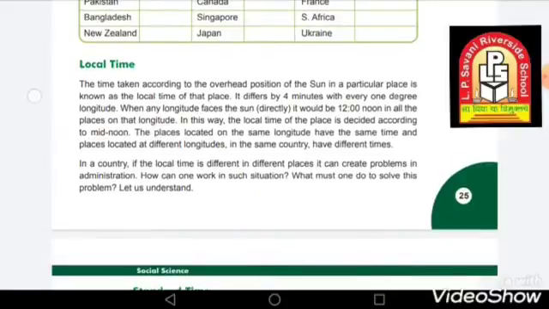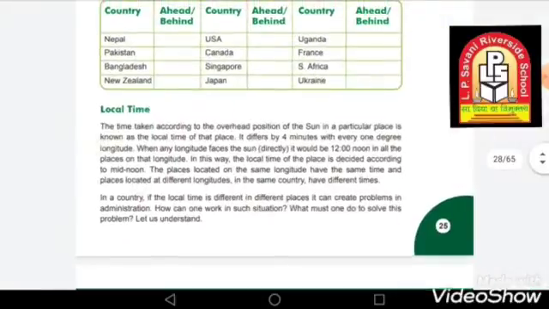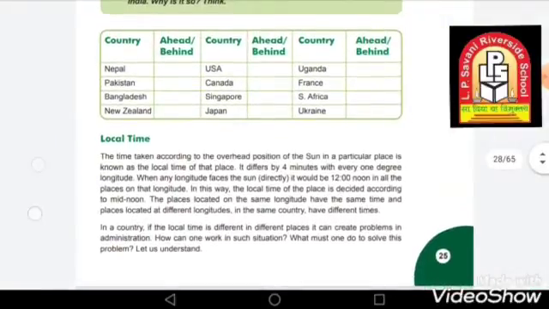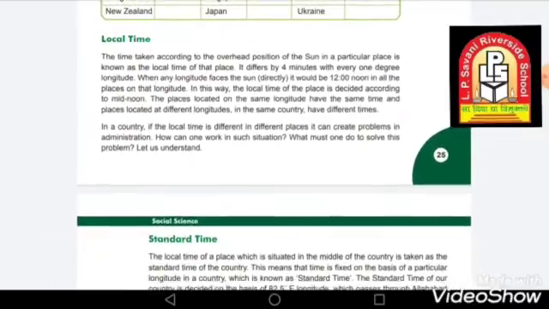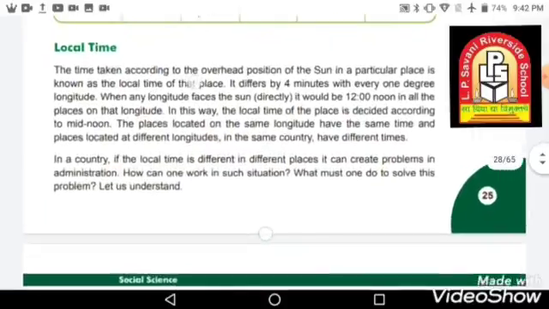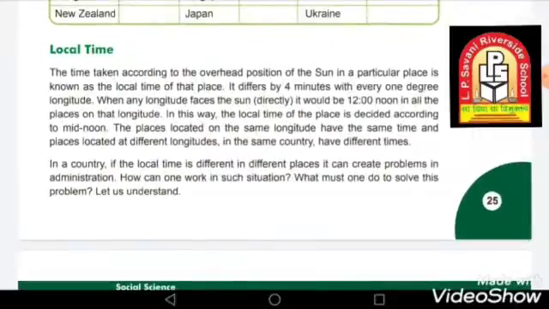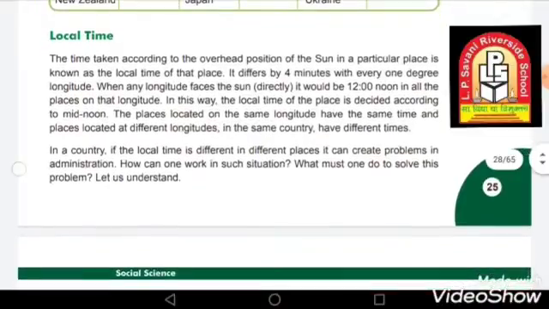That means that on that particular line of longitude it will be 12 o'clock when it is facing the sun directly, right? So at that time it will be 12 o'clock on the whole longitude area. In this way, the local time of the place is decided according to midday. This is how we decide the time of that particular area, right? The places located on the same longitude have the same time, right?